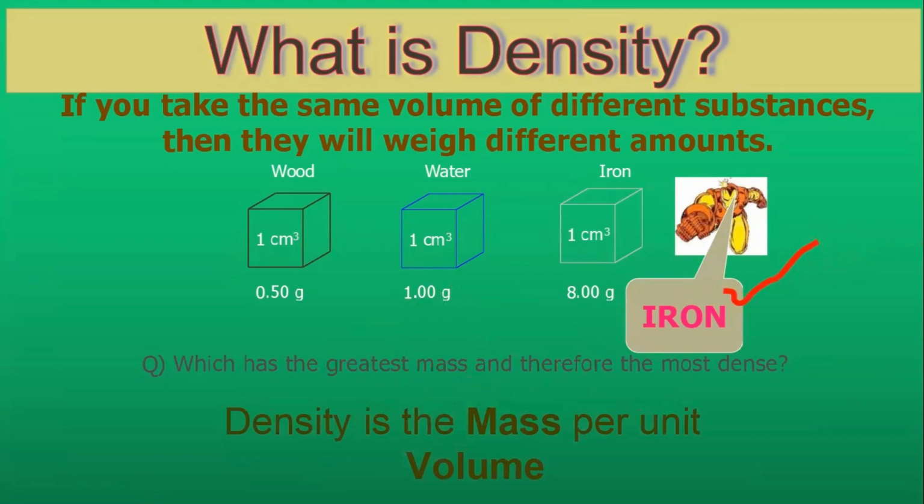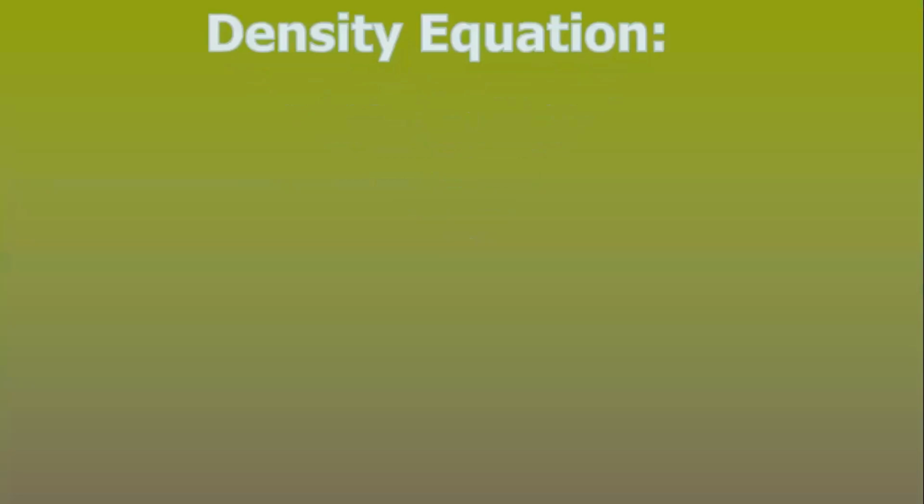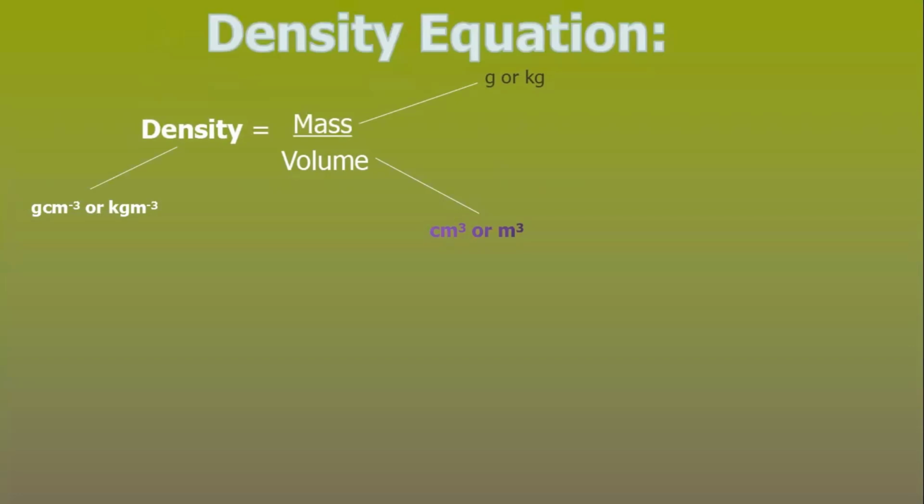Density is the mass per unit volume. And the density equation, let us see. We have said density is the mass per volume, mass over the volume of that substance. So mass is given in grams or kilograms, and volume is cubic centimeter or cubic meter. Density is grams per cubic centimeter or kilograms per cubic meter.